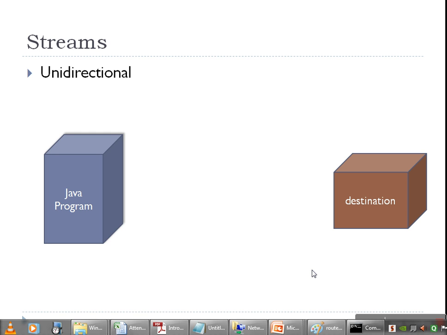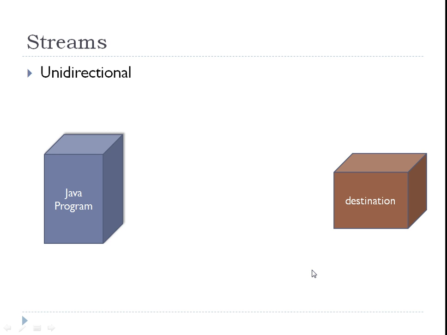Hi, in this video I will explain input output programming in Java. Java performs input output operations with the help of streams. You can understand a stream as a connection through which information flows from our program to a destination, or from a source to our program. So a stream is just a connection.